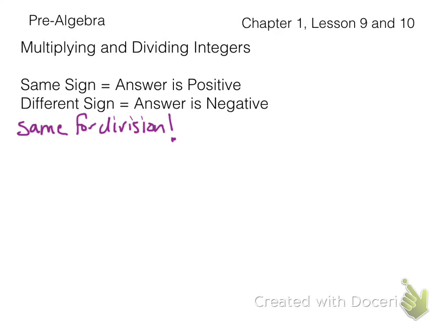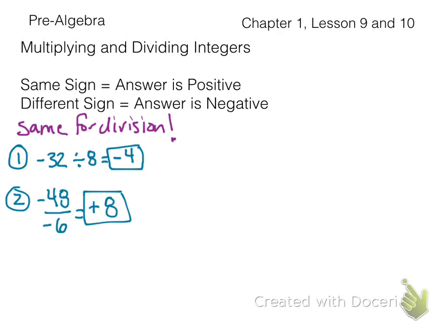Alright, next up. Again, just a reminder, it works for division as well. Same signs gives you a positive answer. Different signs gives you a negative answer. So if we have a negative divided by a positive, we're going to get a negative answer. Negative 32 divided by 8 is negative 4.